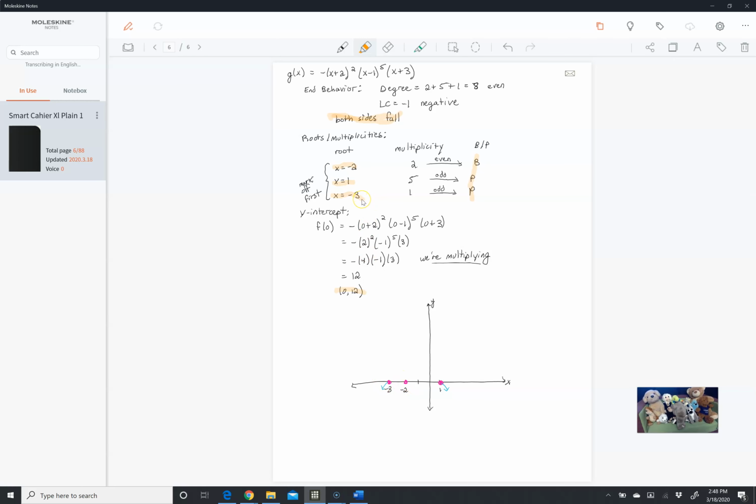So at x equals -3, it passes. So we know that we're going in this direction. At x equals 1, we're also passing. So we know that we're going in this direction. And then at x equals -2, which is the one in the middle, we're bouncing. And you can see that before we were above, so we're coming from above. So it's looking like this. Okay. It should be a little bit more centered though. So it looks like that.